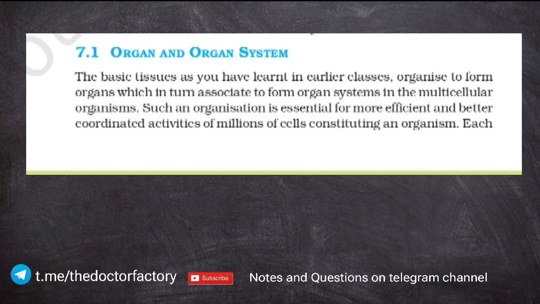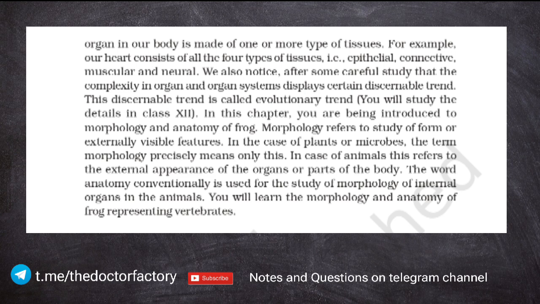7.2 Organ and organ system. The basic tissues mentioned above organize to form organs, which in turn associate to form organ systems in multicellular organisms. Such an organization is essential for more efficient and better coordinated activities of millions of cells constituting an organism. Each organ in our body is made of one or more types of tissues. For example, our heart consists of all the 4 types of tissues, that is epithelial, connective, muscular and neural.